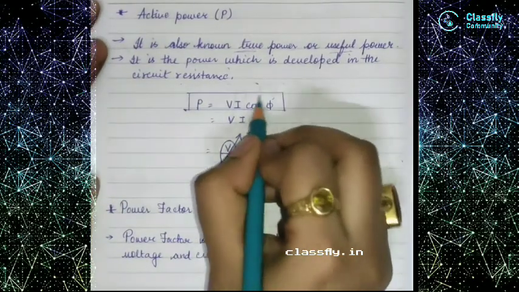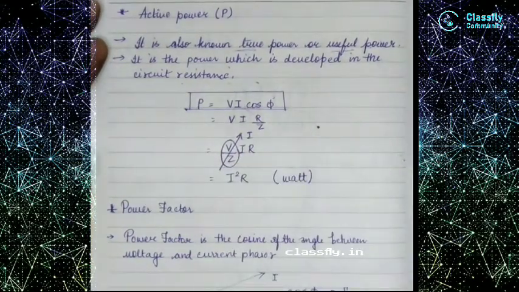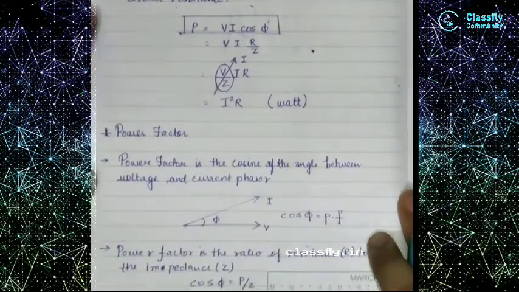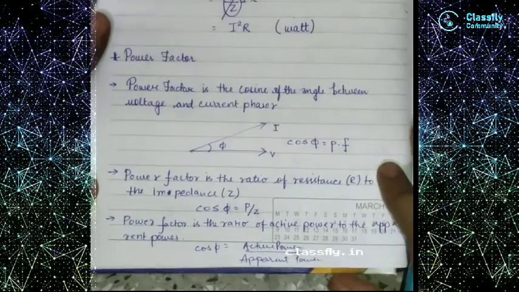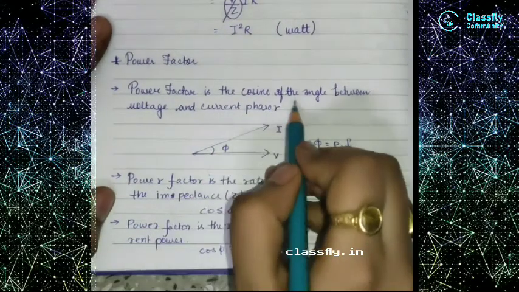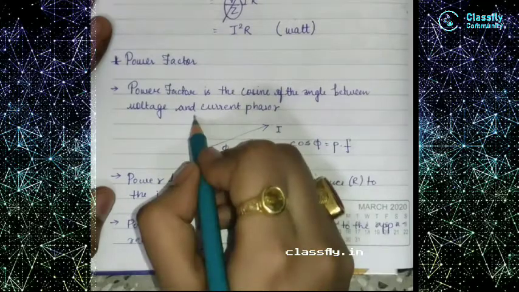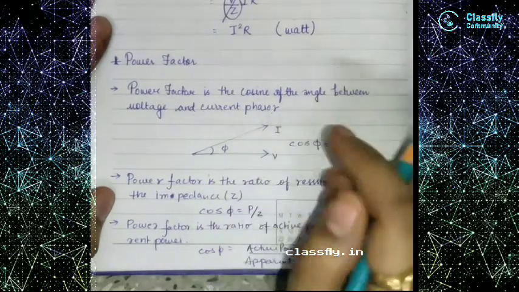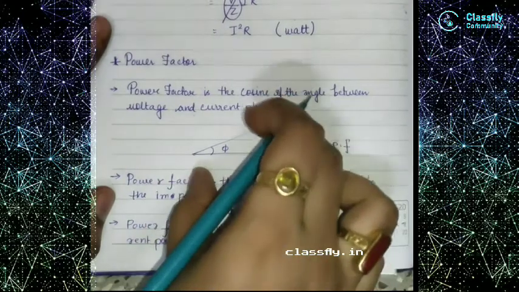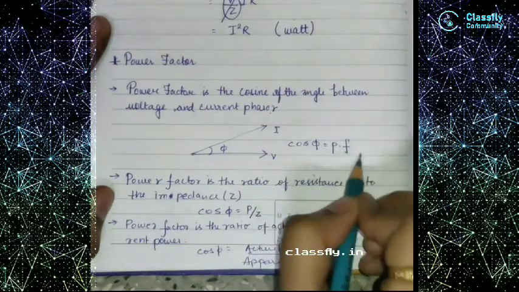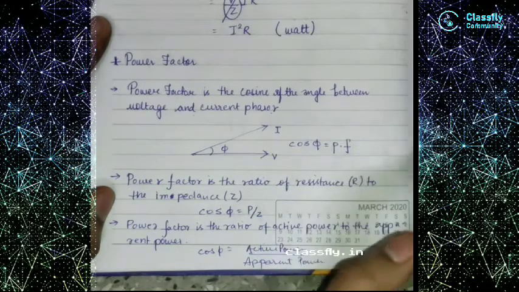Okay, now see, cos phi is a power factor. So now let's move on to power factor first, and then we will discuss the equation for that. So see, power factor is the cosine of angle between the voltage and the current phasor. So it can be the angle between the voltage and the current. So cos phi is PF, that is a power factor.